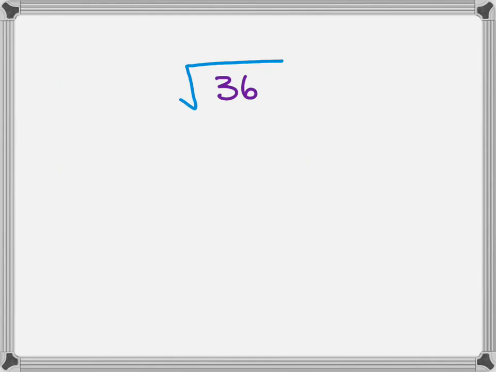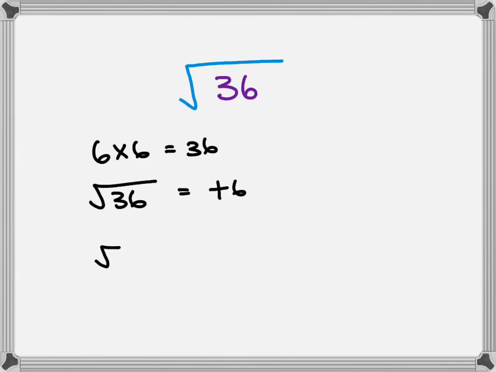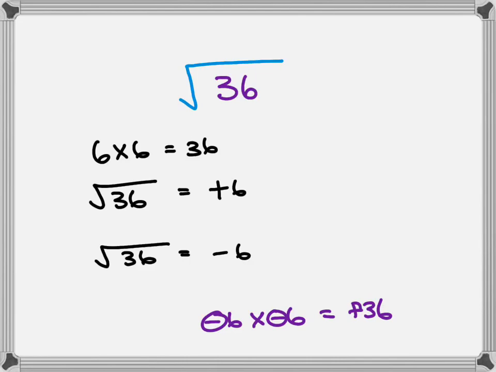Let's look at 36 here. What's the square root of 36? What times itself comes to 36? Well, you know your times tables. 6 times 6 equals 36. So therefore, the square root of 36 is equal to positive 6. Or the square root of 36 is equal to negative 6. Why? Because minus 6 times minus 6 is equal to plus 36. There we go. Minus and a minus is a plus. 6 times 6, 36. Okay, so it can either be plus 6 or minus 6, the square root of 36.